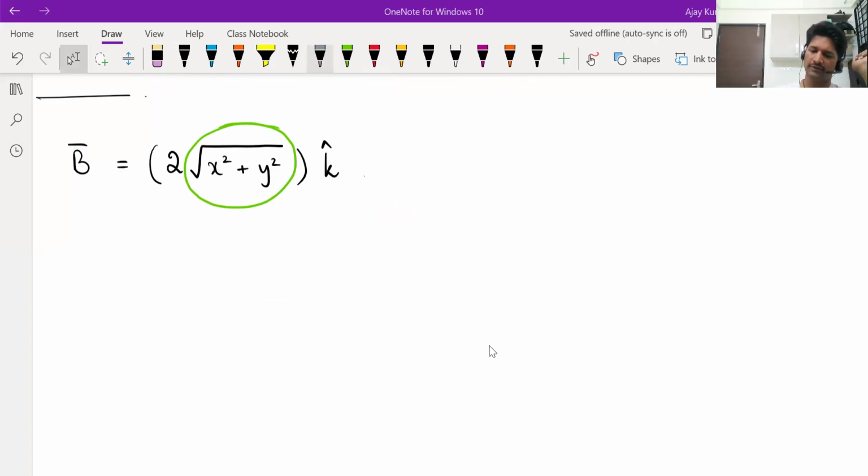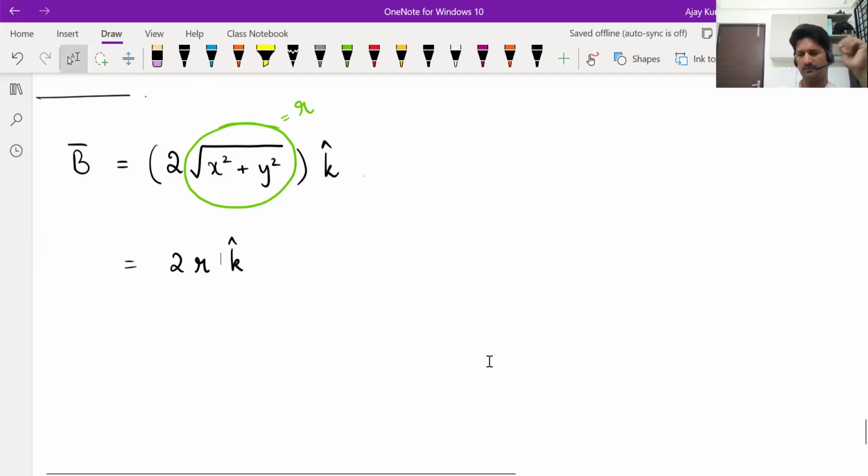So root of x square plus y square, you can call it r if you want, where r is the distance from the z-axis. So basically this magnetic field is a field which varies with distance from the z-axis. And as you move away from the z-axis, from point to point, the field strength increases. So it's a non-uniform magnetic field.